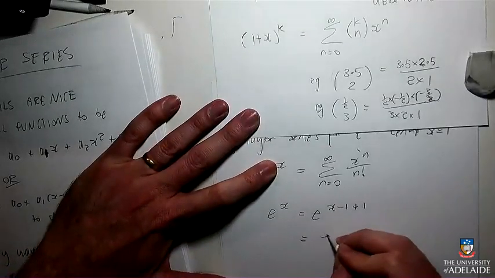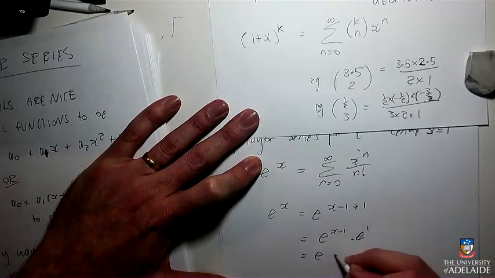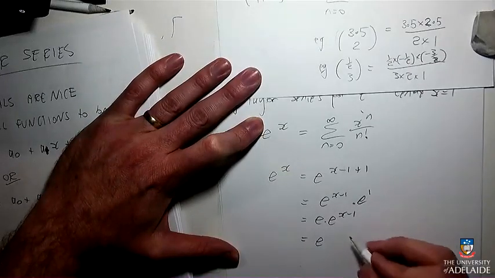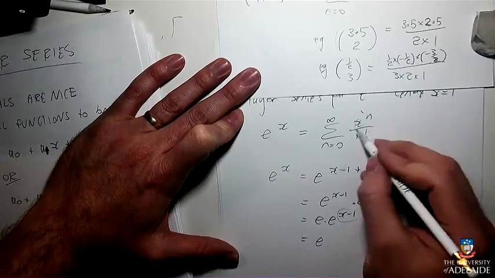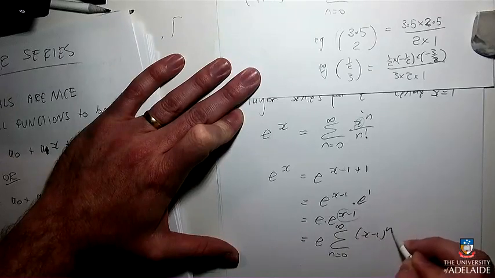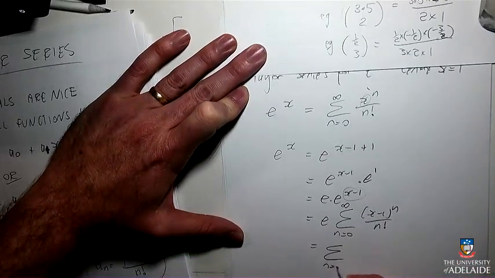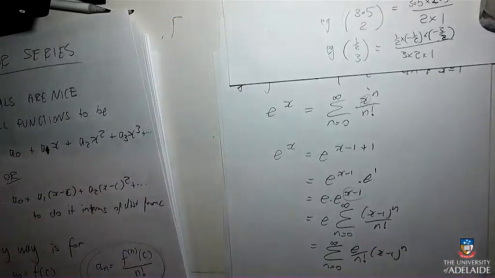And this is the same as e to the x minus 1 times e to the 1, which is e to the x minus 1. And the e to the x minus 1, well, e to the x is this, so it still works if x is x minus 1 instead. So I'll just sub x minus 1 into this instead. And there we have it. Taylor series for e to the x centered at 1. Magic!